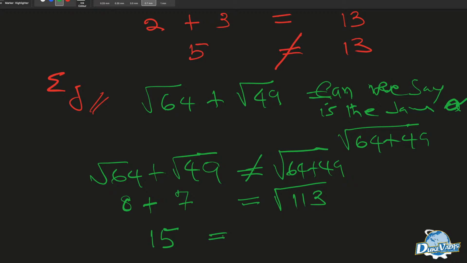Now if we find the square root of that, what do you think we're going to get? Who can tell me? Use your calculator to find it. The square root of that will be 11 point certain values. So you see that this 15 and 11 are not equal. So addition does not hold.